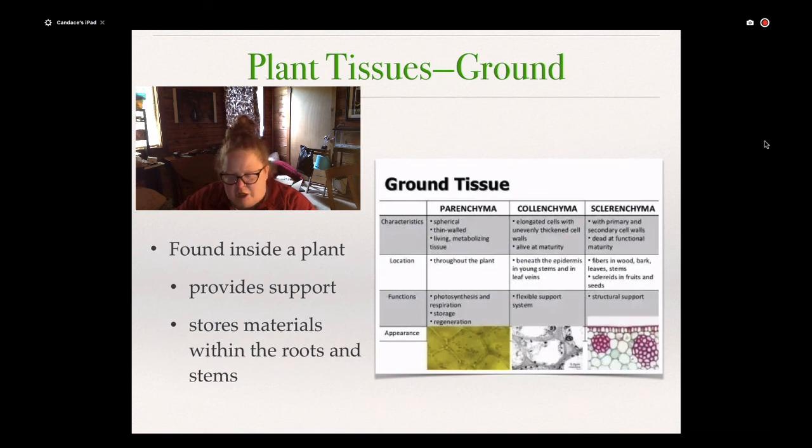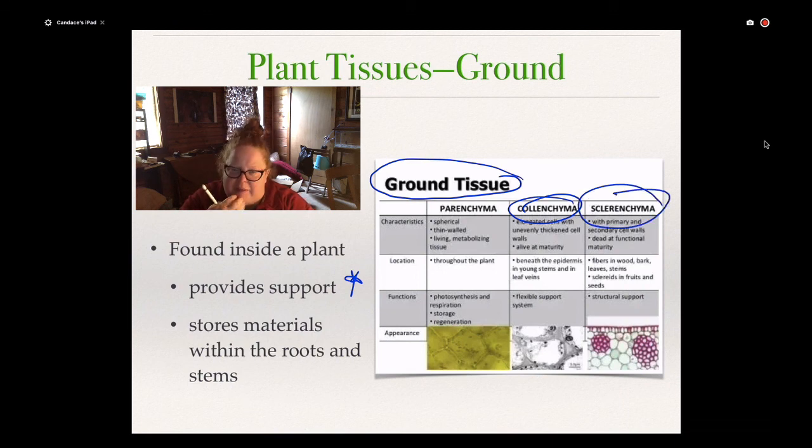So the first one we're going to talk about is called ground tissue. The reason I put it first is because all three of the cell types that we talked about are found in ground tissue if we're talking about a woody plant. It's found throughout the plant. It's going to provide support. That support's going to come from the collenchyma cells or the sclerenchyma cells, depending on what type of plant it is.